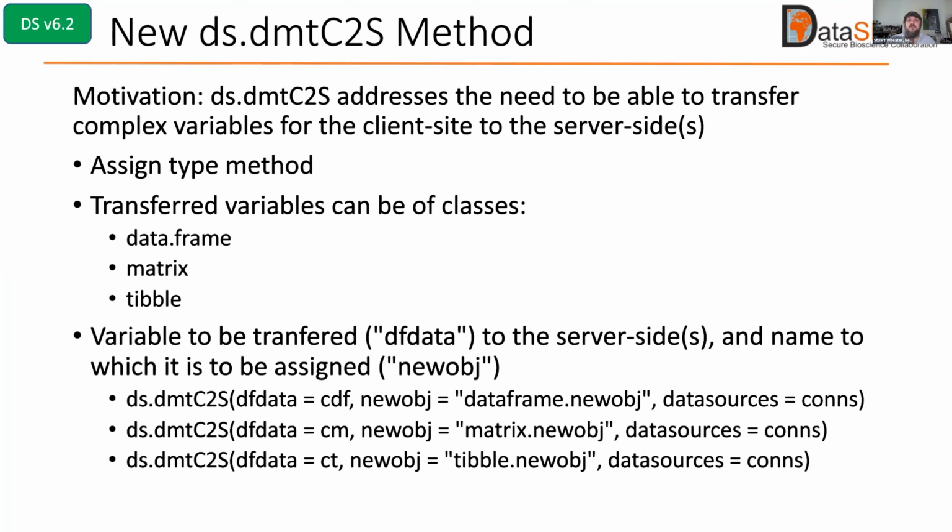So the first of the new methods is ds.DMtC2S. Now, the purpose of this is to permit the transfer of complex objects from the client to the server. The DM, as you probably guess, is you can transfer data frames, matrices, and tables from the client to the server. So this will allow people to add their data, which they have at the client, into the servers, and so that can take part in any analysis operations.